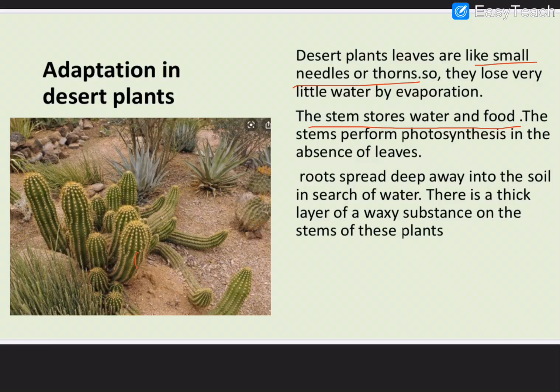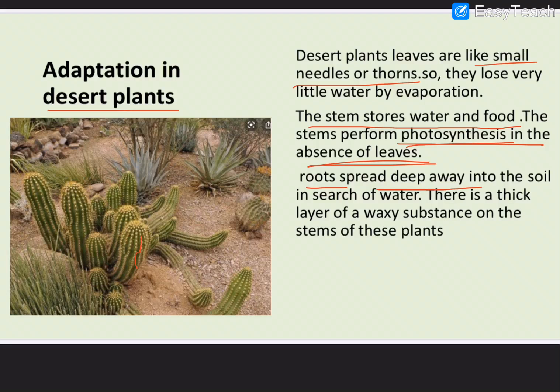So the water and food of the desert plants are stored in their stems. The stems perform photosynthesis in the absence of leaves. So they have thorns, they do not have leaves. The photosynthesis is performed in the stems. Usually the leaves perform photosynthesis, but in desert plants the stems perform the process. Photosynthesis is the making of food for the plants, which is usually done by leaves, but in desert plants stems do the process because of the absence of leaves.